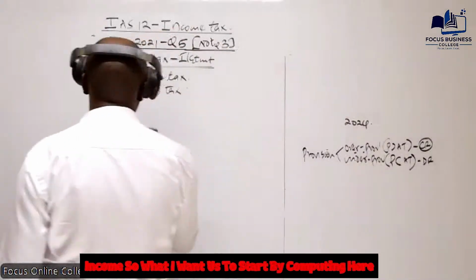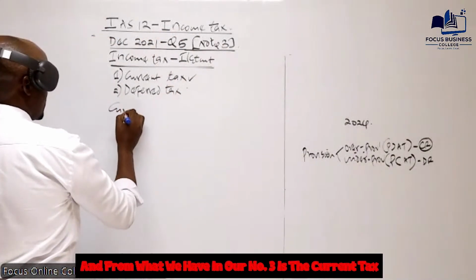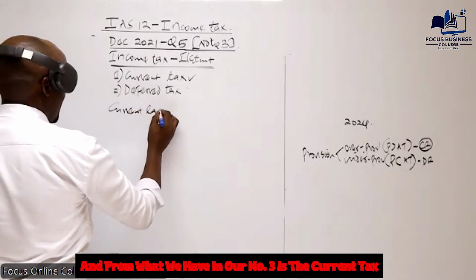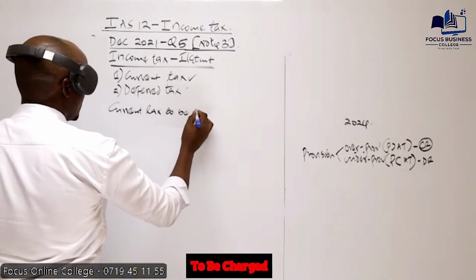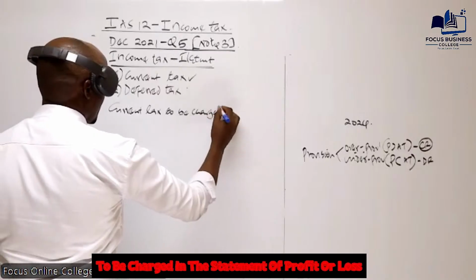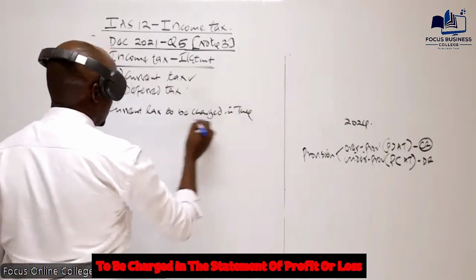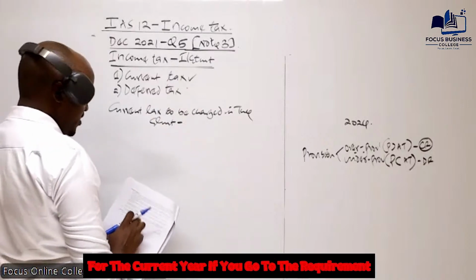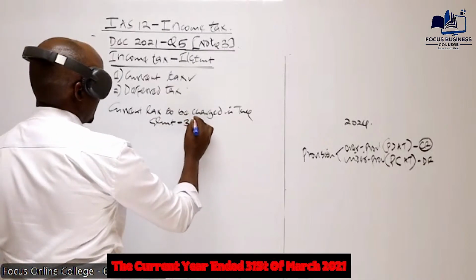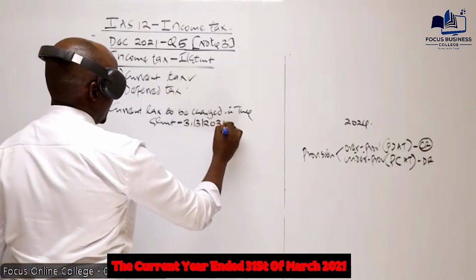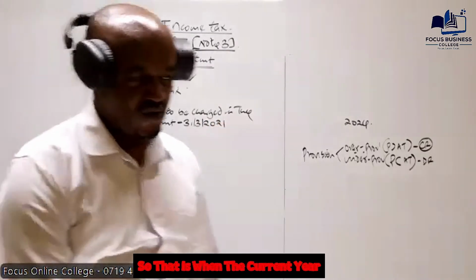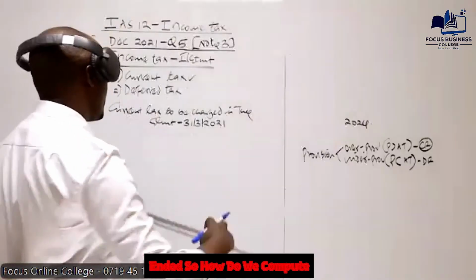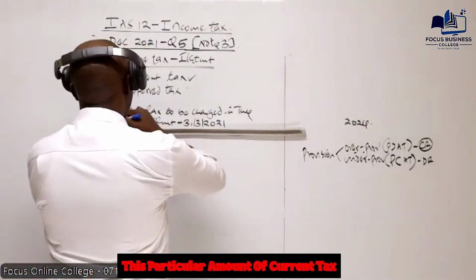So what I want us to start by computing here, from what we have in note number 3, is the current tax to be charged in the statement of profit or loss for the current year. If you go to the requirement, the current year ended 31st of March 2021. So that is when the current year ended. So how do we compute this particular amount of current tax?